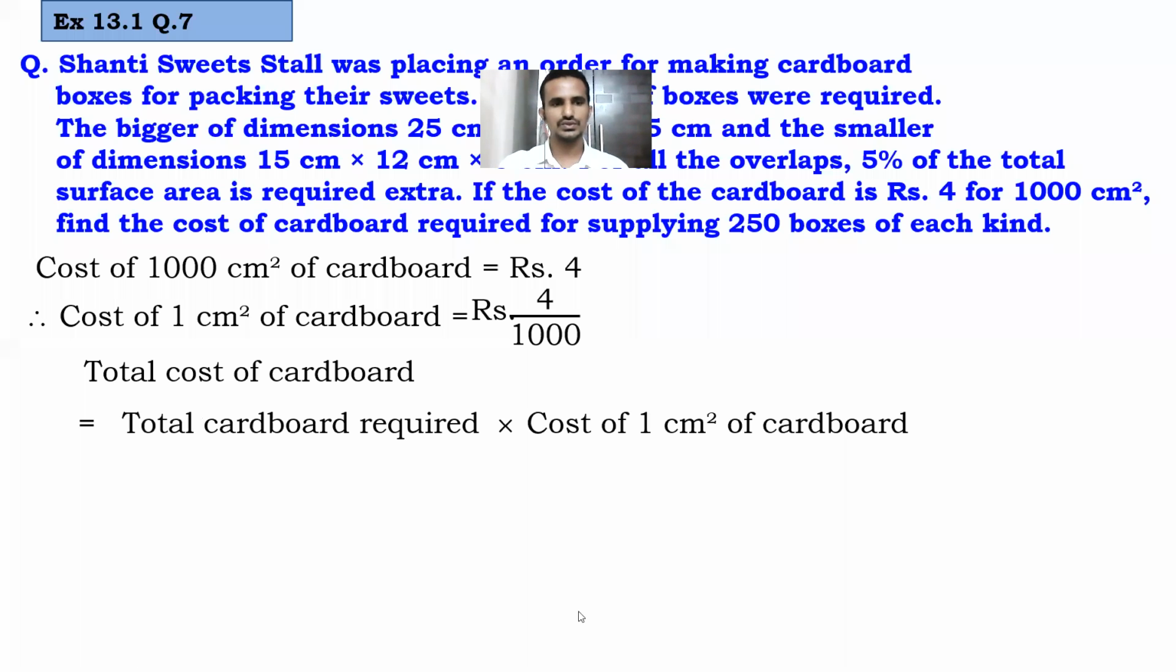All right. So just do this. Total cardboard required multiplied by cost of 1 centimeter square of cardboard. Okay, so the total cost of cardboard will be equal to the total area, that is 5,46,000, multiplied by the cost of 1 centimeter square of cardboard, that will be 4 upon 1000. So this looks easy now, as we can cancel the zeros directly. We can simply cancel the 3 zeros, and you only have to multiply the number 546 by 4.